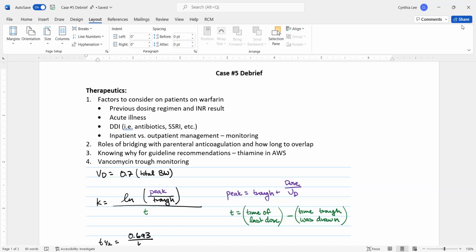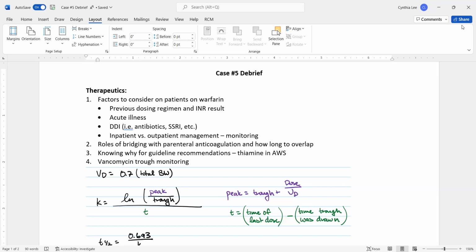So it's not just like, okay, you get an INR in the morning and another INR in the afternoon and then you stop the heparin. No, you have to wait until the next day's INR at goal and then you can stop it. So just understand what the bridging role is, how long you overlap, and what the process is until they stop the heparin and can be on regular warfarin dosing.